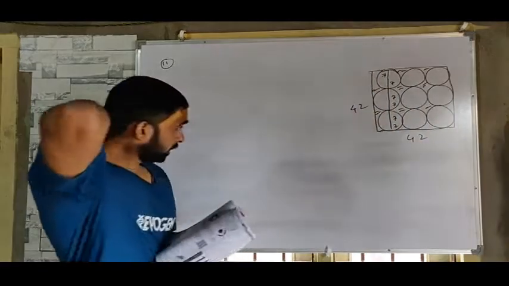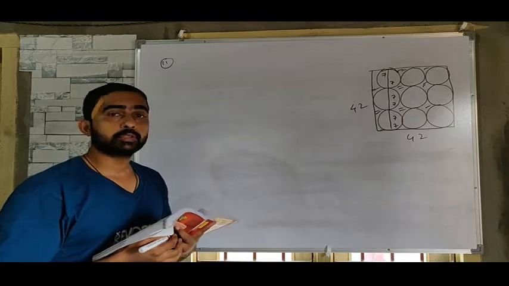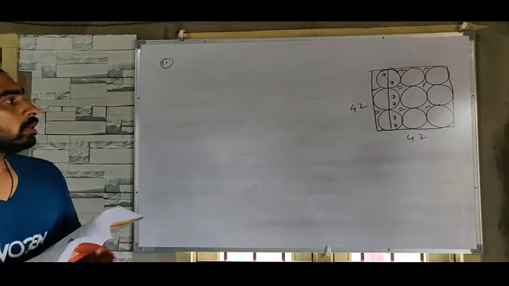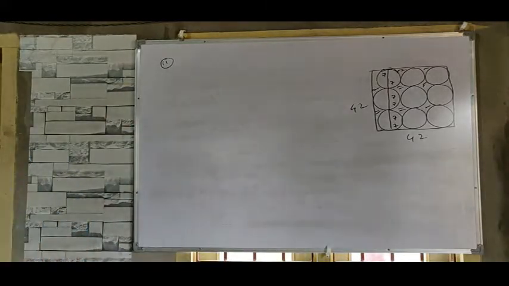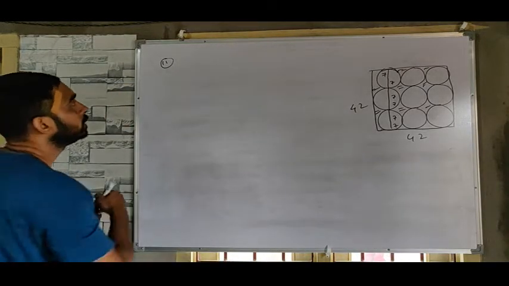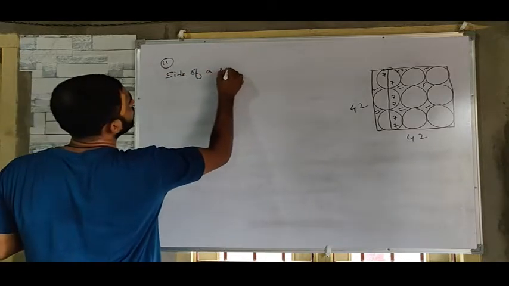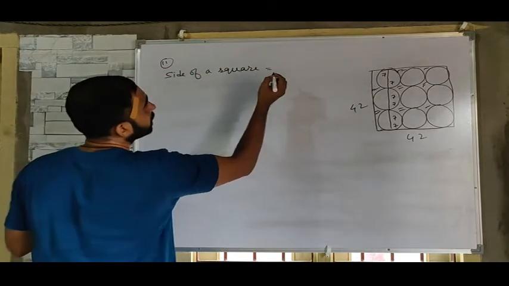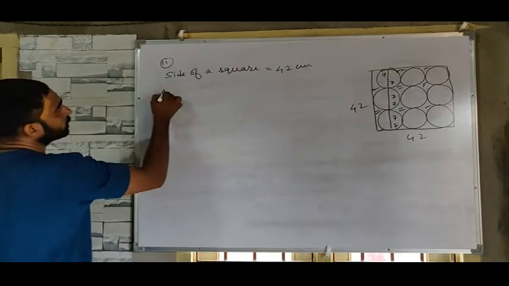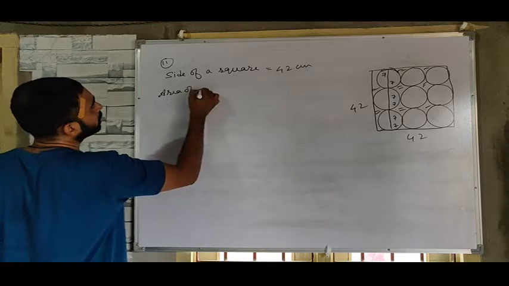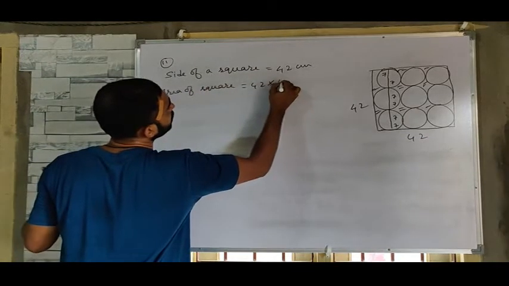It is a simple question: if you subtract the area of 9 circles from the area of the square, then we will get the value of the area of the shaded portion. So first of all, the side of the square equals 42 centimeter. So the area of the square equals 42 into 42.